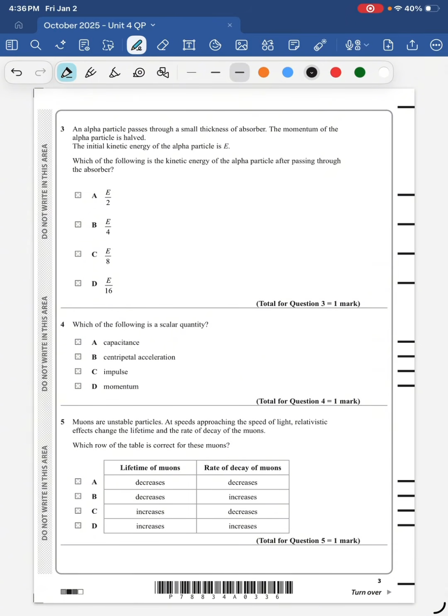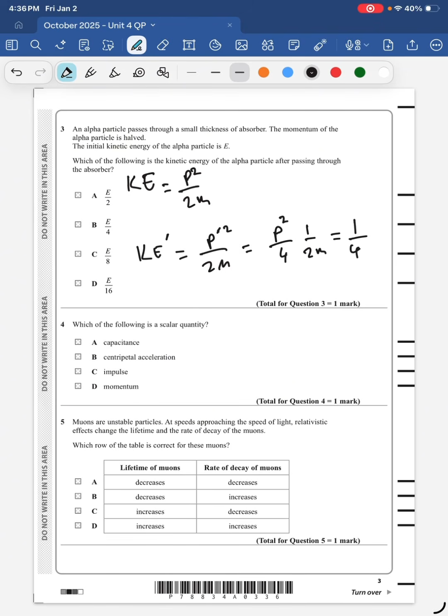An alpha particle passes through a small thickness of absorber. The momentum of the alpha particle is halved. The initial kinetic energy of the alpha particle is E. Which of the following is the kinetic energy of the alpha particle after passing through the absorber? The initial kinetic energy is simply p squared over 2m. After it passes through the absorber, let's call it kinetic energy prime, it's going to be p prime squared over 2m, but p prime is p over 2, so we get p squared over 4, and then we still have this 1 over 2m. So immediately we see that it's 1/4 of the initial kinetic energy. Easy, right? So B.